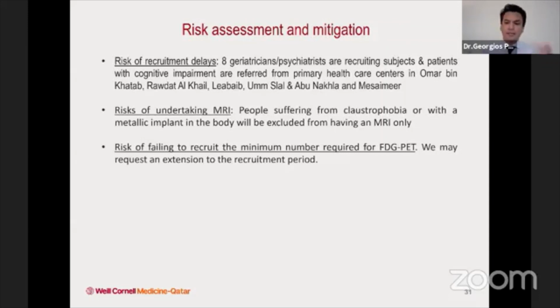And with FDG PET, we may not get the numbers we need, because not all of them would do FDG PET, as we're doing it as a clinical assessment, not as a research assessment. So only those where we cannot be sure whether they have dementia or MCI, and we need some PET assessment, do we do FDG PET on. Maybe the numbers may not be high enough. So what we can do is extend the study, extend the period of recruitment. So this is our potential solution to overcome these obstacles.